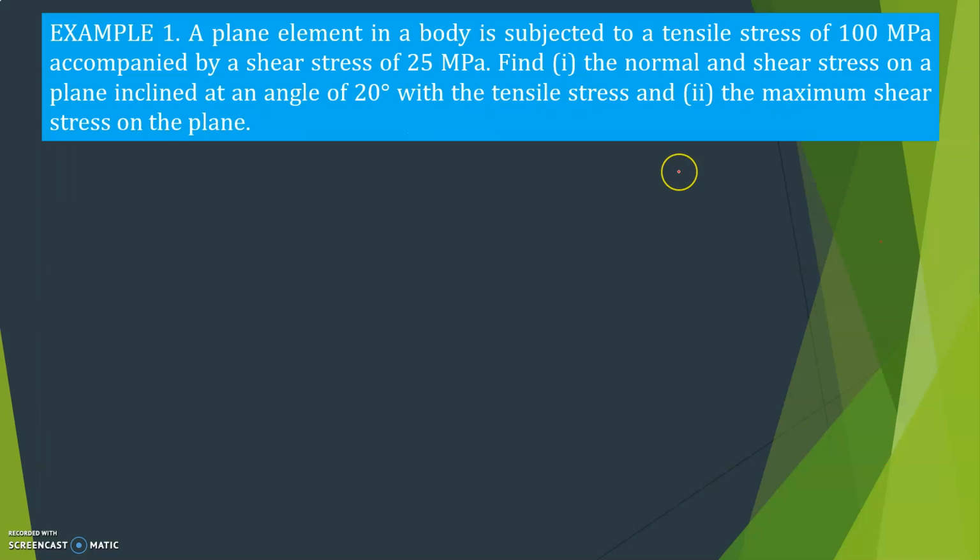So these four formulas you have to remember, then only you can solve the numericals. Let us consider one simple example. A plane element in a body is subjected to a tensile stress of 100 MPa accompanied by a shear stress of 25 MPa. Find the normal and shear stress on a plane inclined at an angle of 20 degrees with the tensile stress, and the maximum shear stress on the plane. This is the given example.